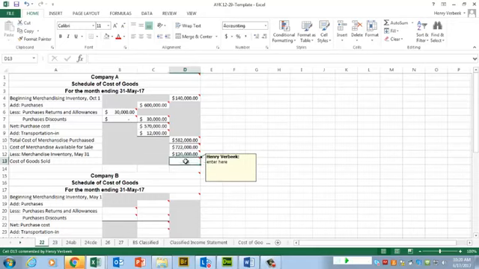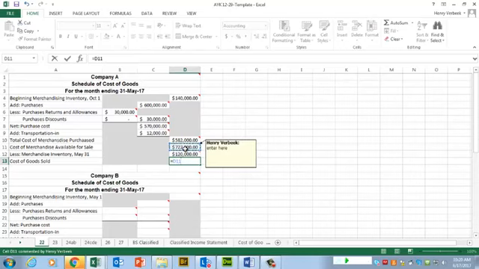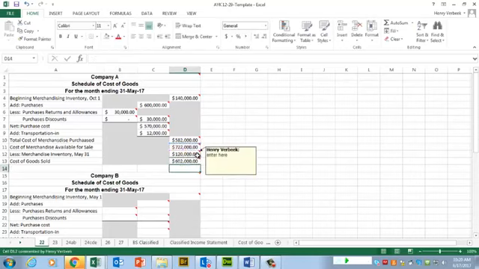And then the cost of goods sold was actually minus that because we didn't sell those yet. So it's going to be equals that minus this. Enter. And there you have the cost of goods sold for the month ending May 31st.